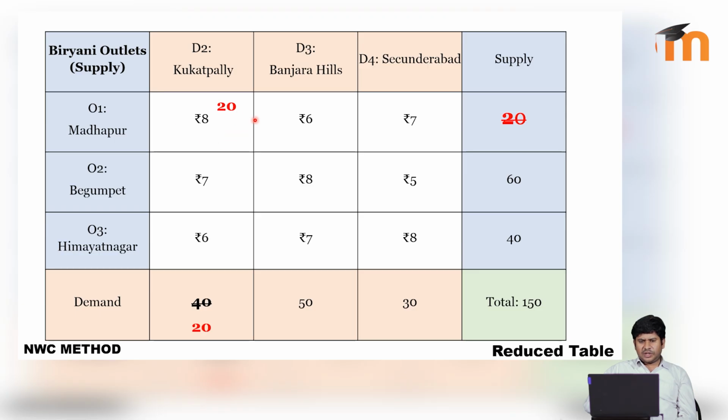What is the northwest corner value? That is 8. Now what is the corresponding supply value? 20. Here the corresponding demand value is 40. Now subtract the least value, that is 20, from the highest value 50. The remaining value is 20.